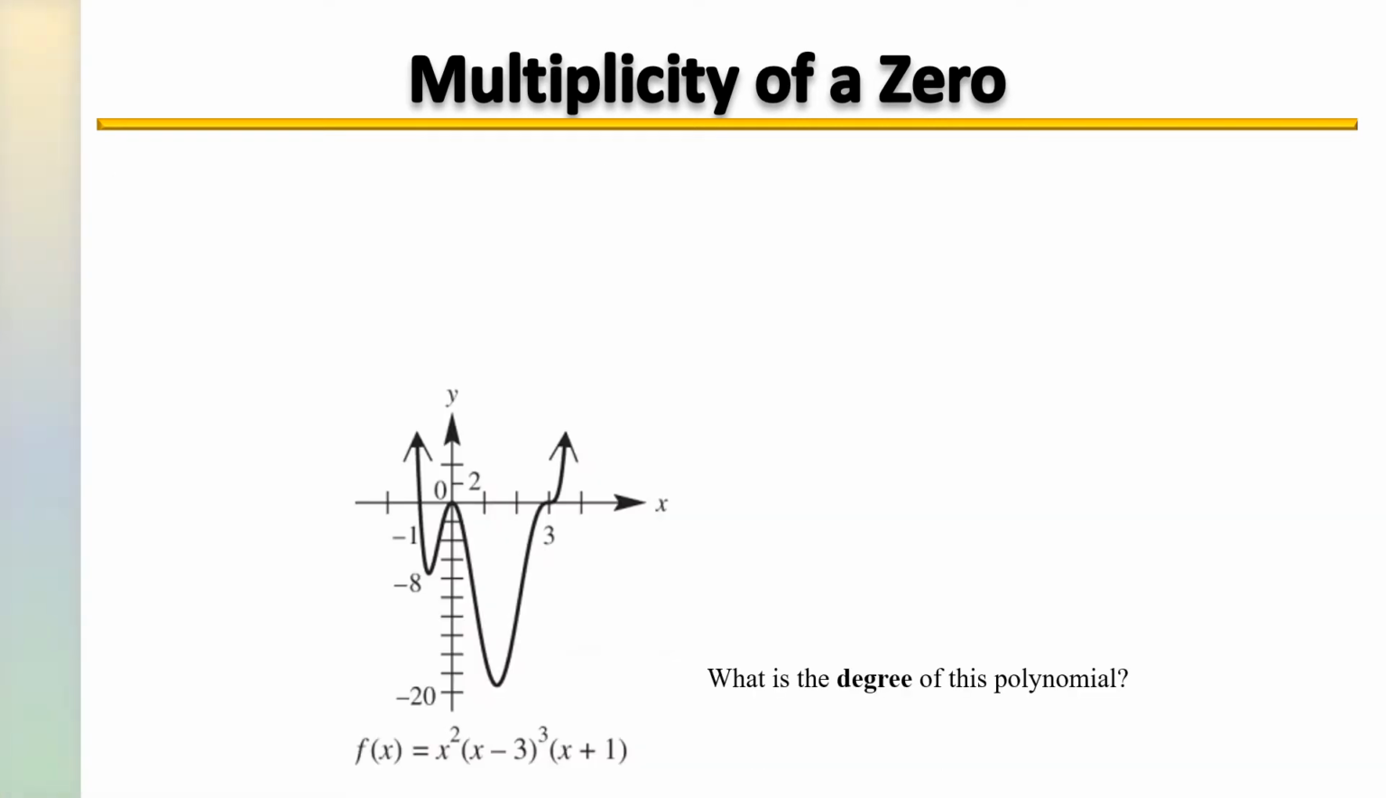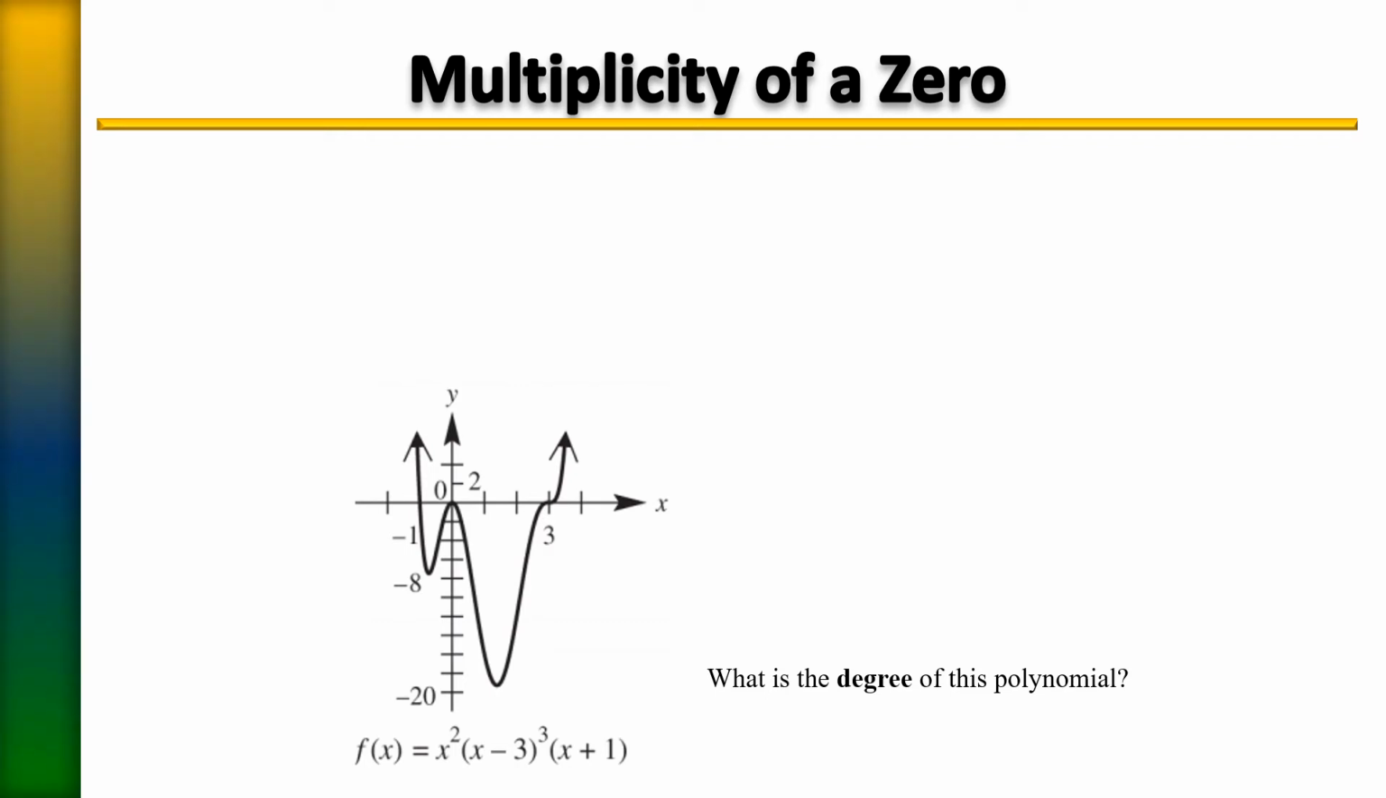All right, what is the degree of this polynomial? Well, let's take a look at all of the multiplicities of the factors. The first one has a multiplicity of 2, then you have a multiplicity of 3, and lastly a multiplicity of 1. So 2 plus 3 plus 1 is going to give you a total of 6. So the degree of this polynomial is 6.